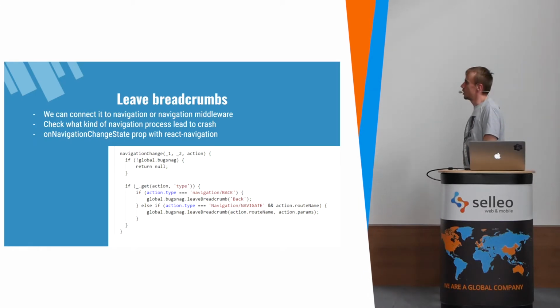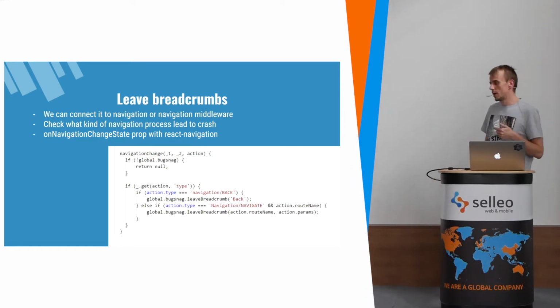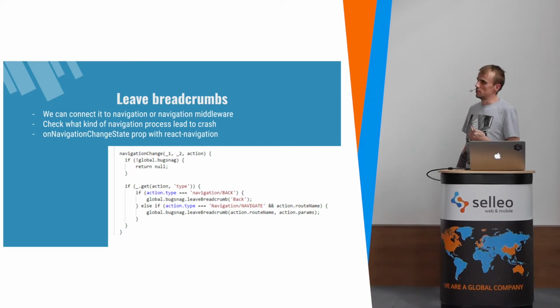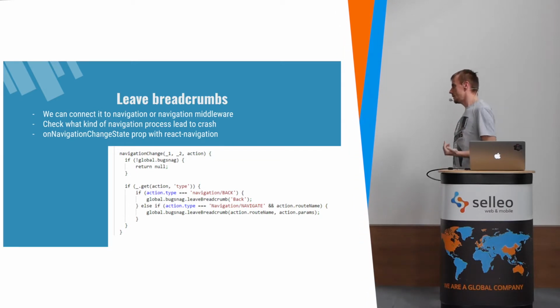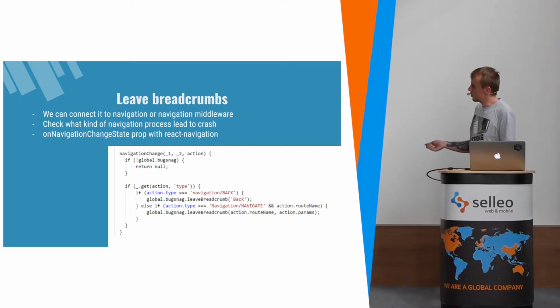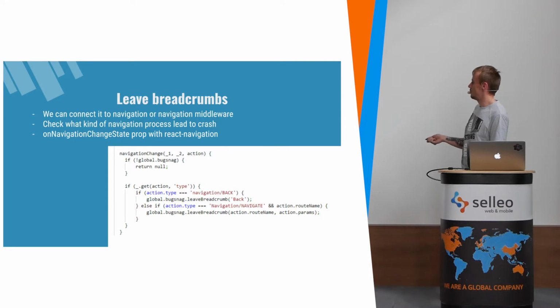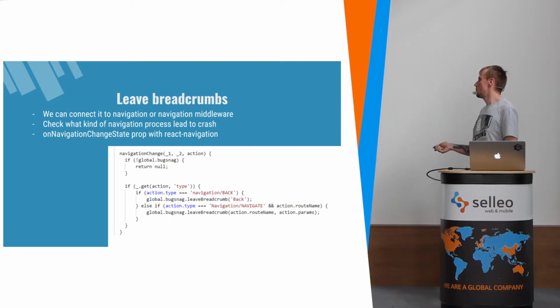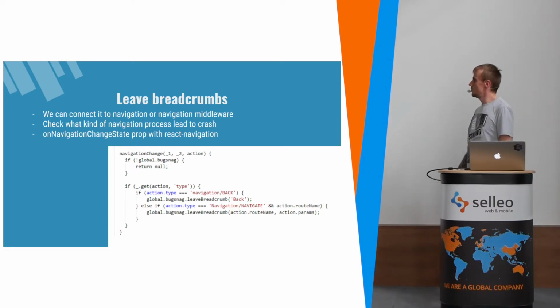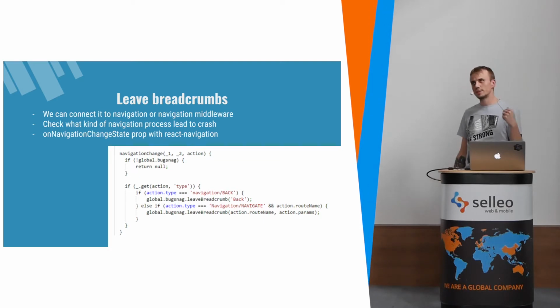Okay, you can leave breadcrumbs. You can connect to your navigation and give information when the user enters a new screen, when he clicks on something, when he exits, and this is a sample implementation. You can see that when navigation goes back, we leave a breadcrumb back, and when there is something else, we leave information about the route name and additional params. So it can give you more information about the path the user took to get back.